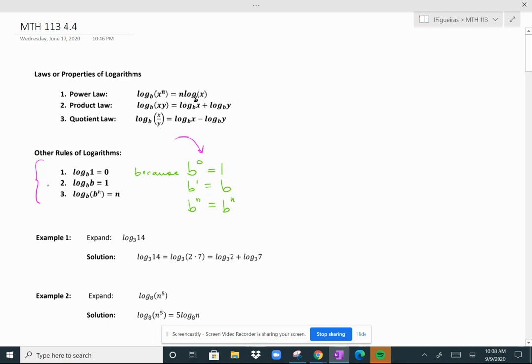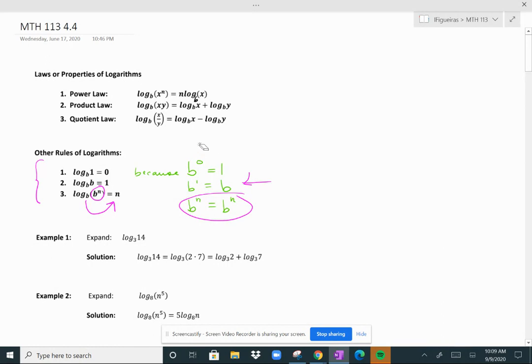The second one is log base b of b is 1, and that's because b to the first power is b. And the third one is log base b of b to the n is n, and that's because b to the n equals b to the n, which is what I wrote here.